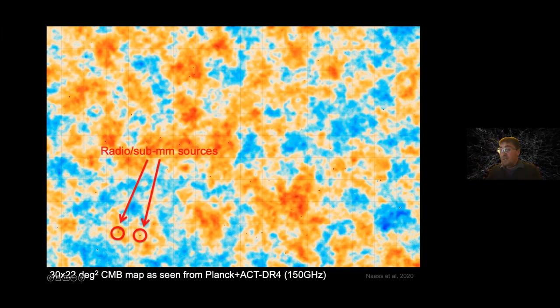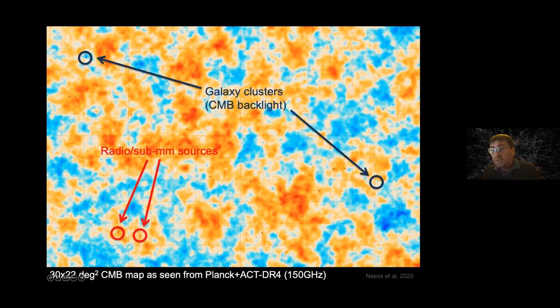This is not the only evidence we have in this map. Another important piece of evidence is the blue dots. The previous ones were red dots, which means that with respect to the average temperature, they were positive. The blue dots are negative signals. What are these negative signals? Well, these are galaxy clusters. This is the cosmic microwave background as seen in backlight through the electrons of galaxy clusters.